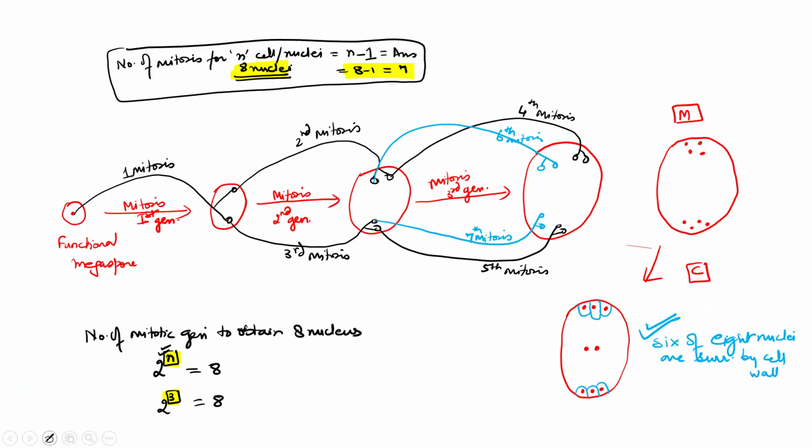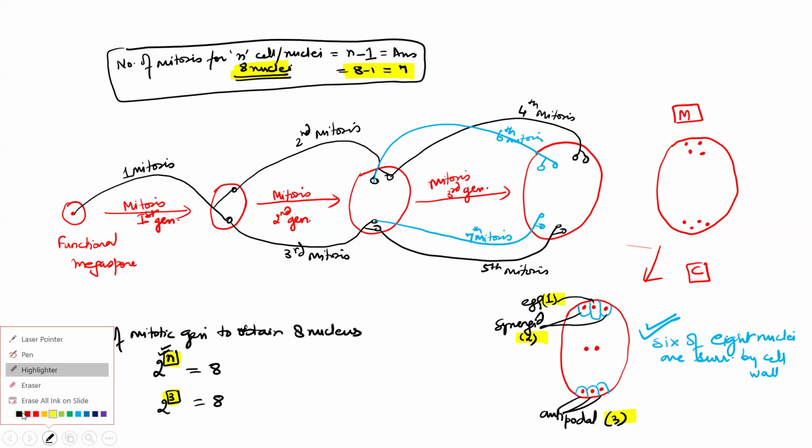But how many cells are we making? We are making a total of 7 cells. The cell towards the micropyle is known as the egg cell, which is only 1 in number. These 2 are known as synergids, 2 in number. These 3 are known as antipodals, 3 in number. How many cells have we covered till now? Egg cell 1, synergids 2, and antipodals 3. Six cells we have covered.